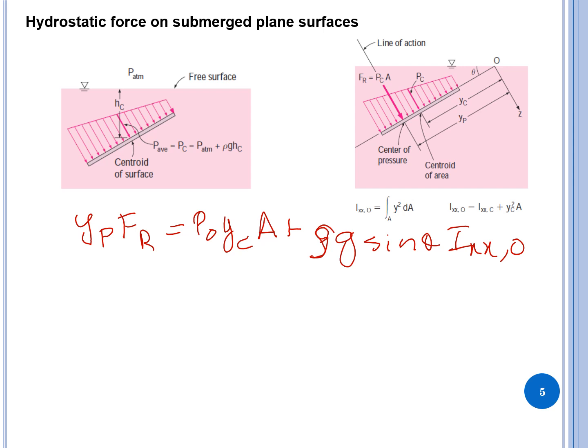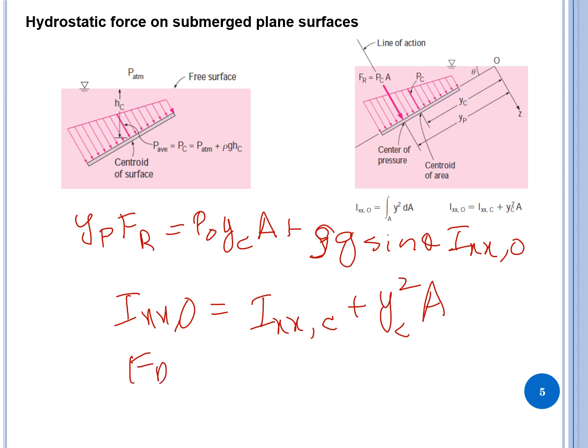Now you know Ixx,o, the second moment of inertia about the origin, is related with the second moment of area about the centroid using the following relation. And Fr is basically P naught plus rho g Yc sine theta times A.